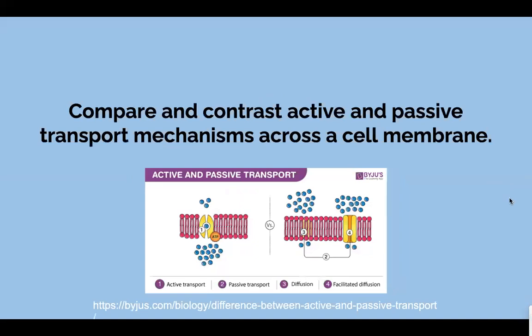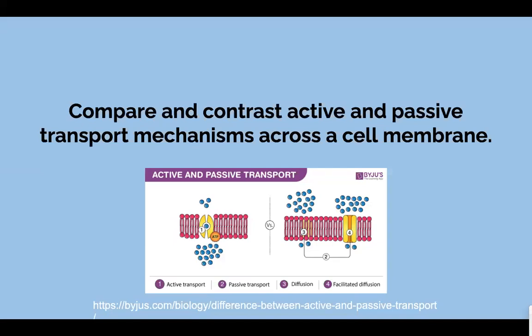Compare and contrast active and passive transport mechanisms across the cell membrane. Active and passive transports are two distinct mechanisms by which substances are transported across the cell membrane. Let's compare and contrast. Passive transport is a process by which substances move across the cell membrane without the input of energy. Energy requirements: no energy is required, as the movement occurs along the concentration gradient from a higher concentration to a lower concentration.